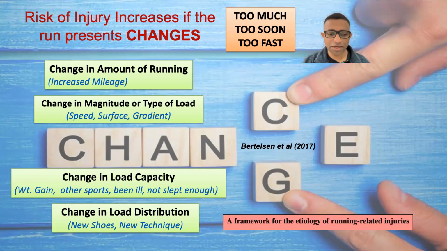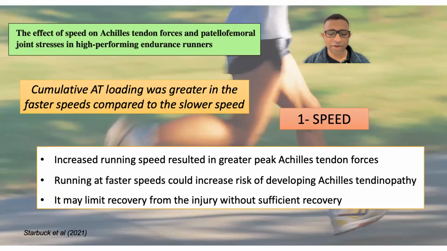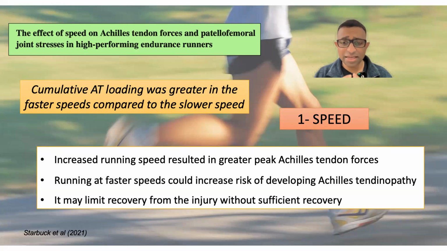First thing is speed. Speed is a key factor. When we increase the running speed, it tends to lead to greater peak forces and more effort, especially on the Achilles tendon. So the cumulative load is higher with speed. When a patient comes with Achilles tendinopathy, we want to check, have they had any increase in speed work in the last 3 months?